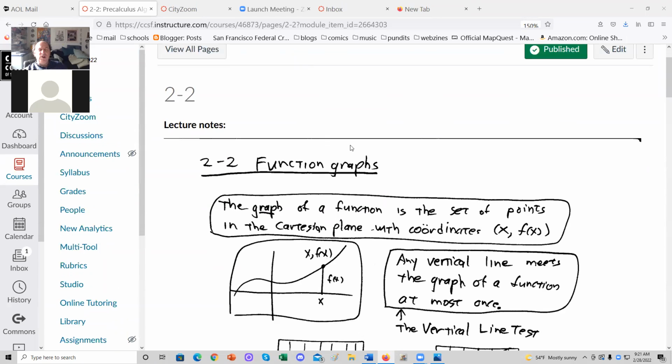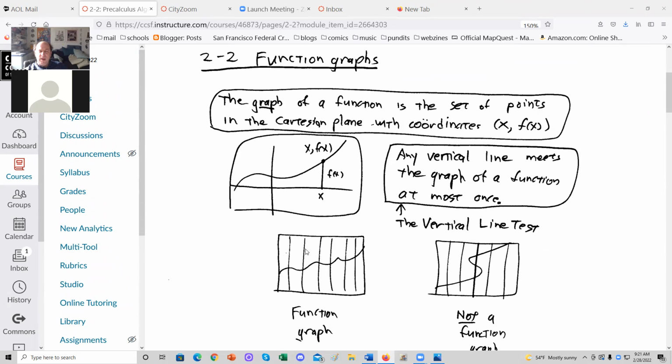All right, function graphs. A graph of a function is a set of points x by f of x. So you go over a distance x, you go up f of x, and there's x by f of x. And the result will be, well, okay, here I'm just describing it as a curve. Any vertical line will have to meet the graph of the function at most once, because there's only one possible value of the y coordinate, namely f of x.